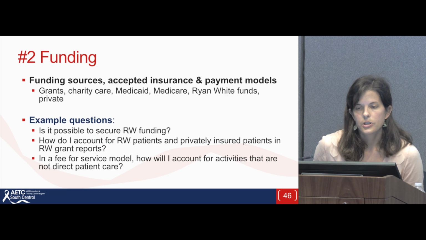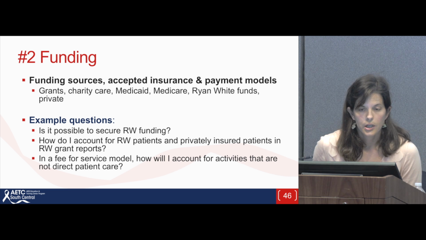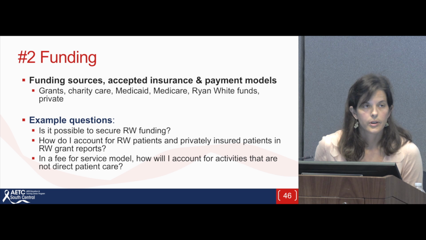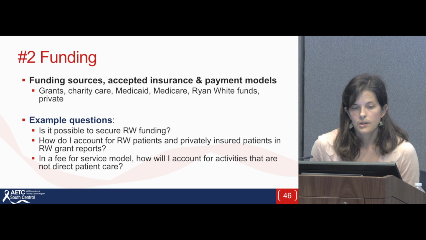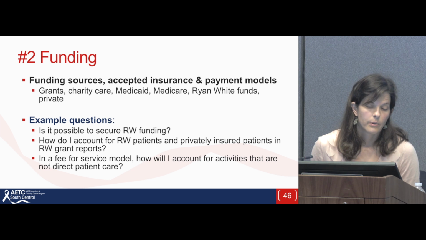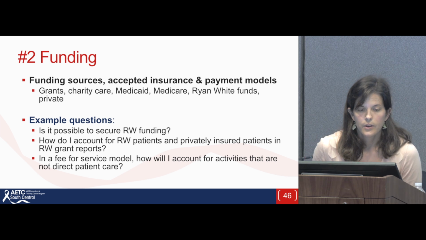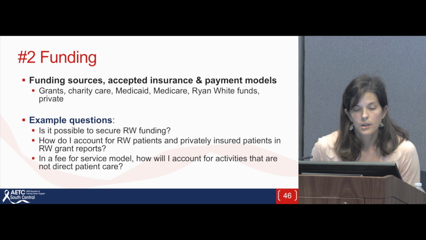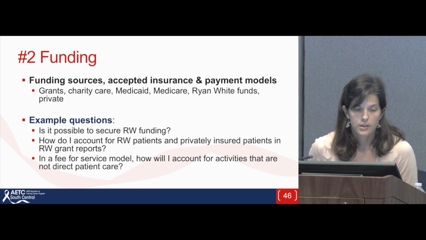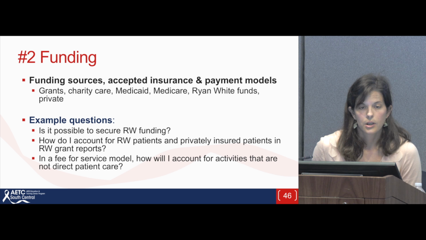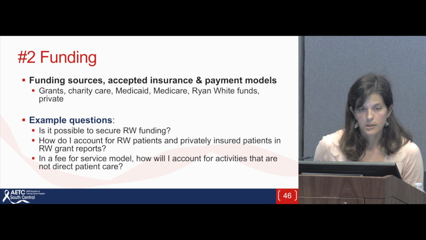The second consideration is funding. So funding sources can be grants, charity care, Medicaid, Medicare, Ryan White funds, or private insurance. So some sample questions could be, is it possible for my clinic to secure Ryan White funding? If I do have Ryan White funding, how do I account for Ryan White patients and privately insured patients in Ryan White grant reports? In a fee-for-service model, how will I account for activities that are not direct patient care? So funding is one of those crucial considerations in practice transition.